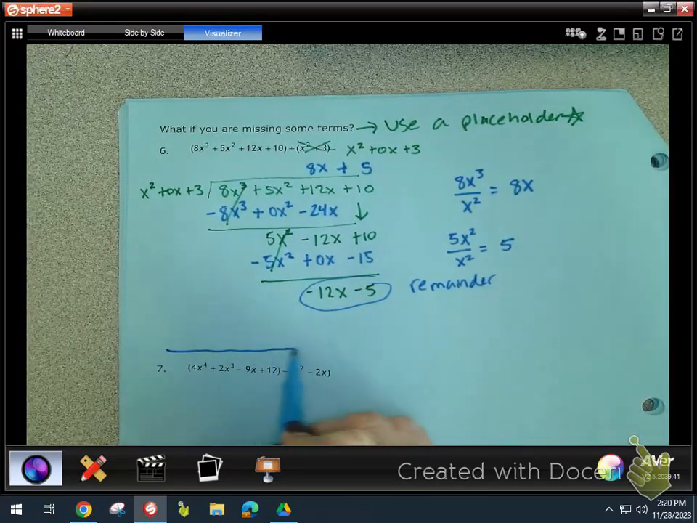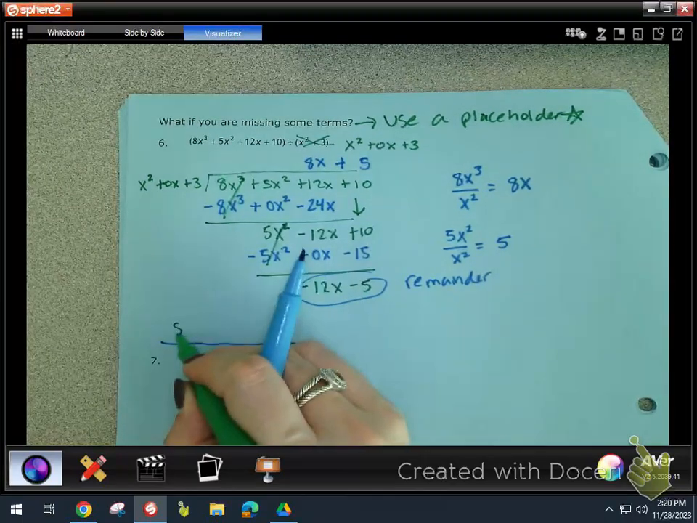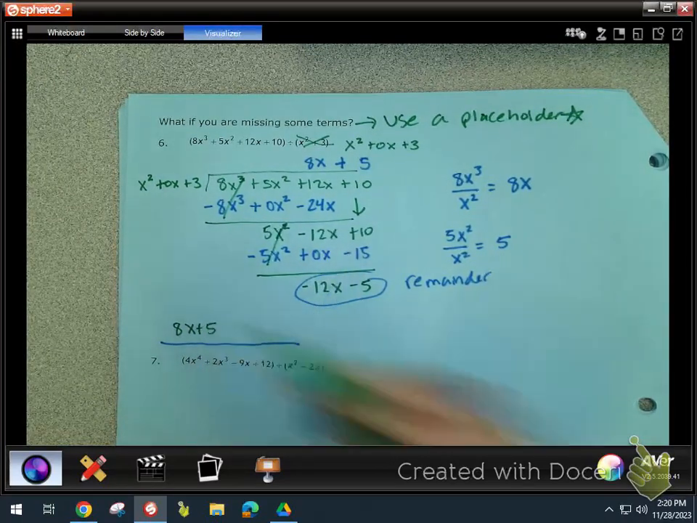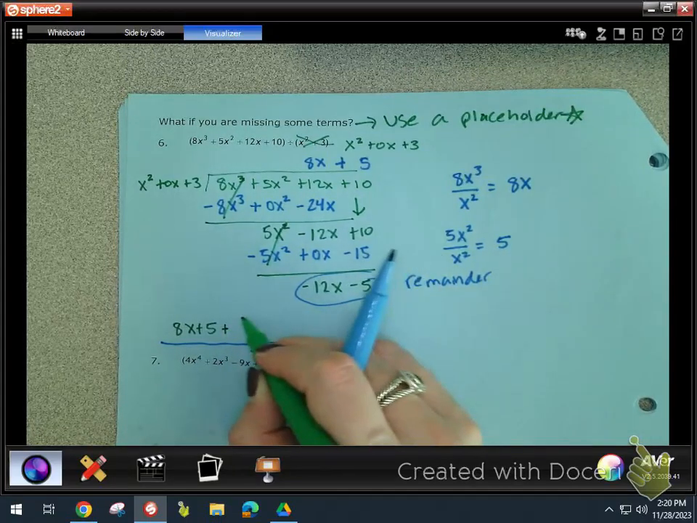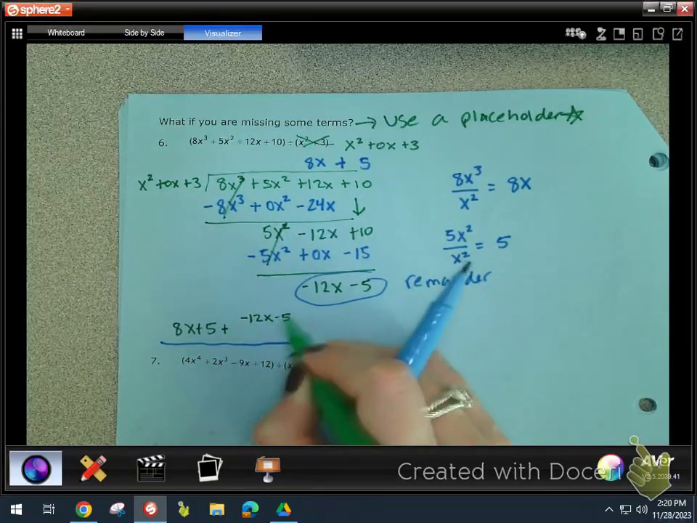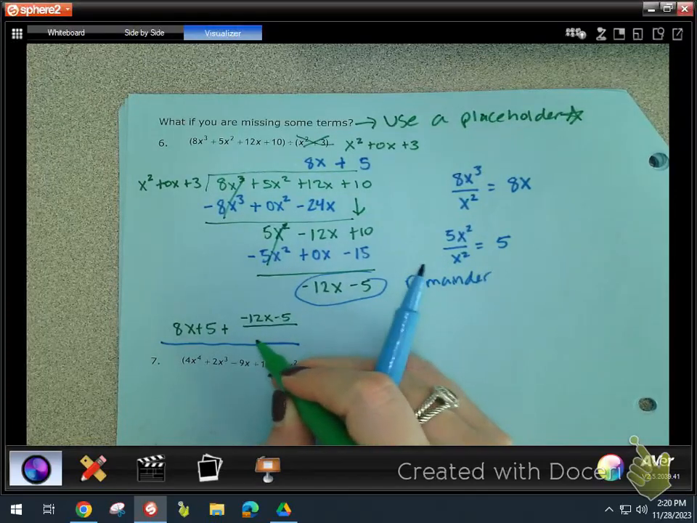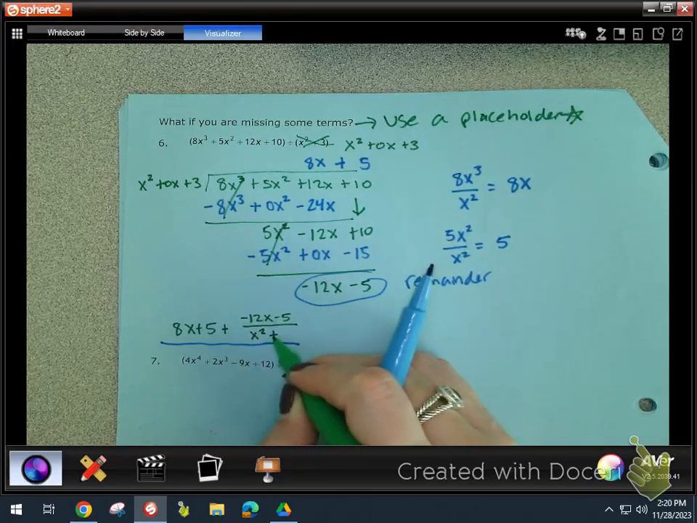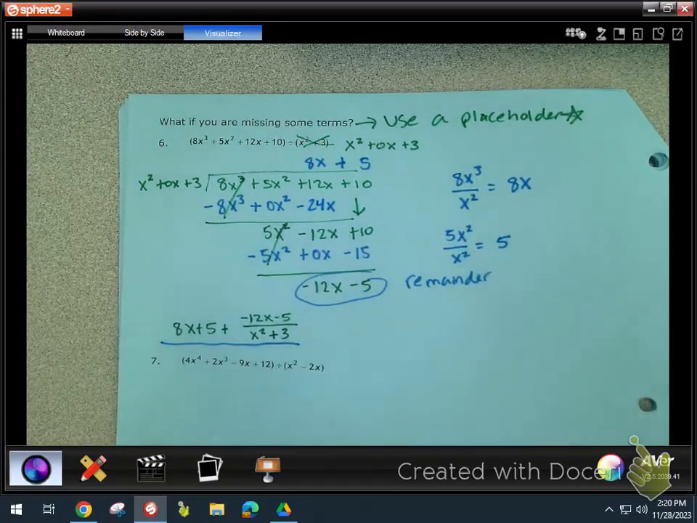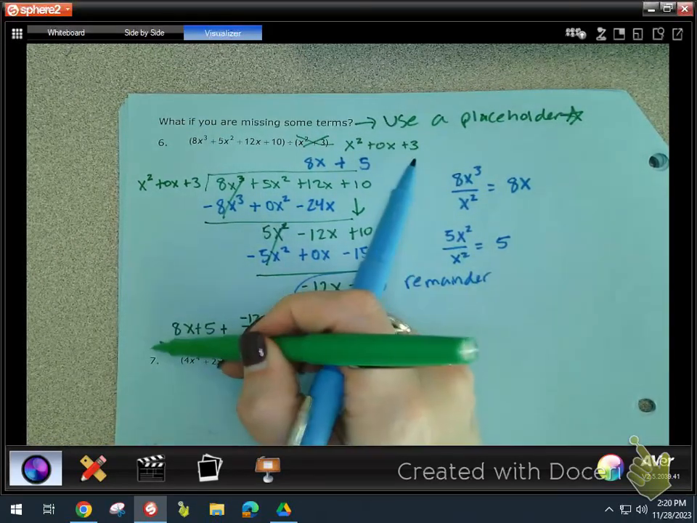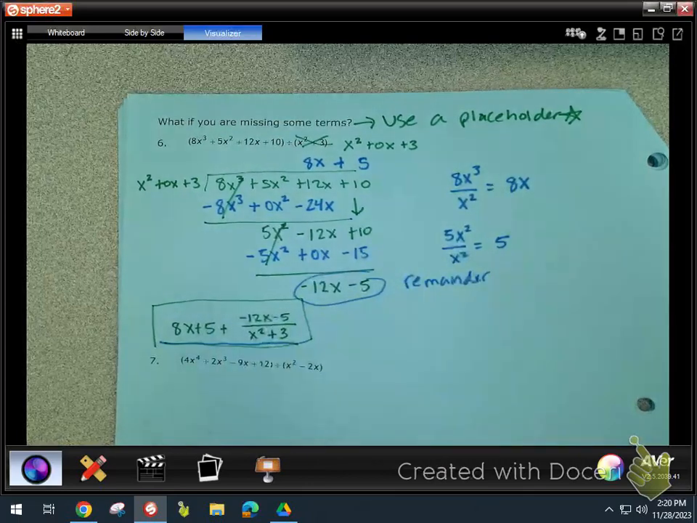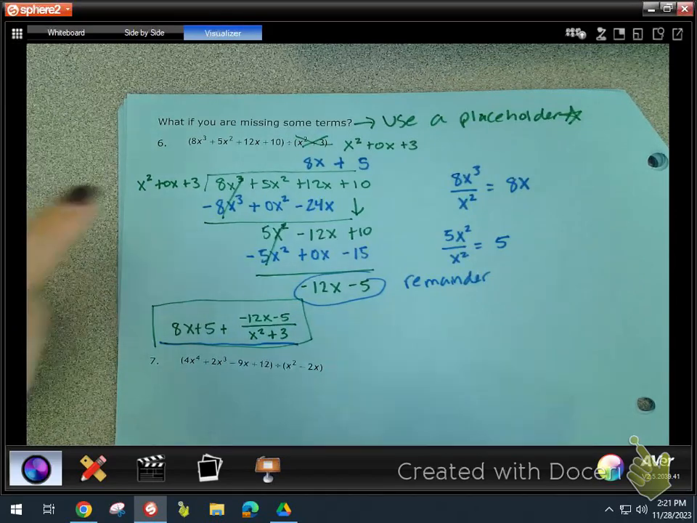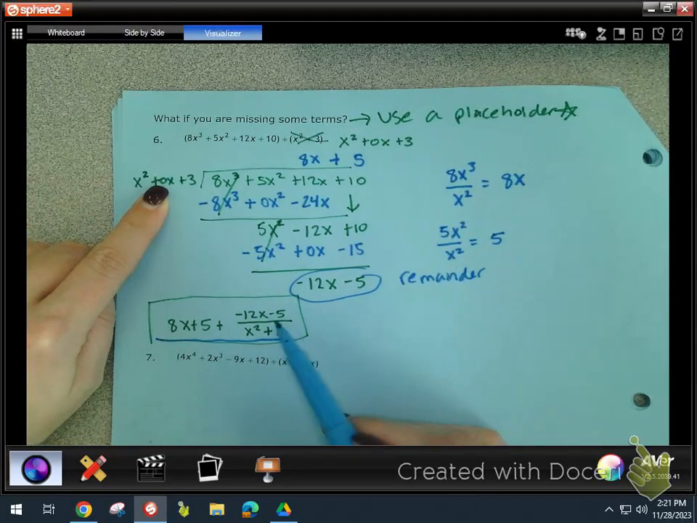Here's your answer blank. And you would write 8x plus 5 plus negative 12x minus 5. Again, you could put a minus in front of the fraction instead of a plus. I just always do that. And then the divisor, x squared. You don't have to put the placeholder in your answer. You can. You don't have to in your answer. But you have to put that over the divisor. Okay? Where'd you get it? X squared plus 3. What you're dividing by. You could put the 0x in there, and that's okay.